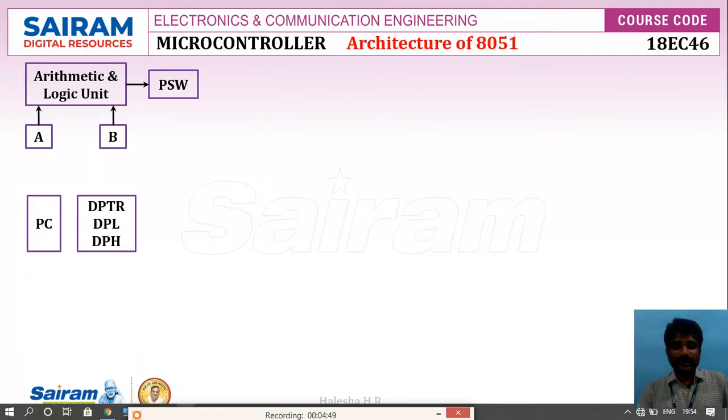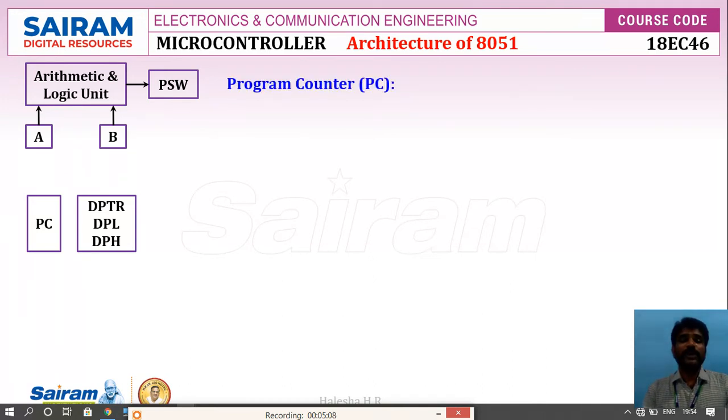Apart from this, a microcontroller has 2 16-bit registers. They are the program counter, PC, and DPTR. DPTR is a 16-bit register. It can be used as two 8-bit registers, DPL and DPH. Now let's see what the program counter is.